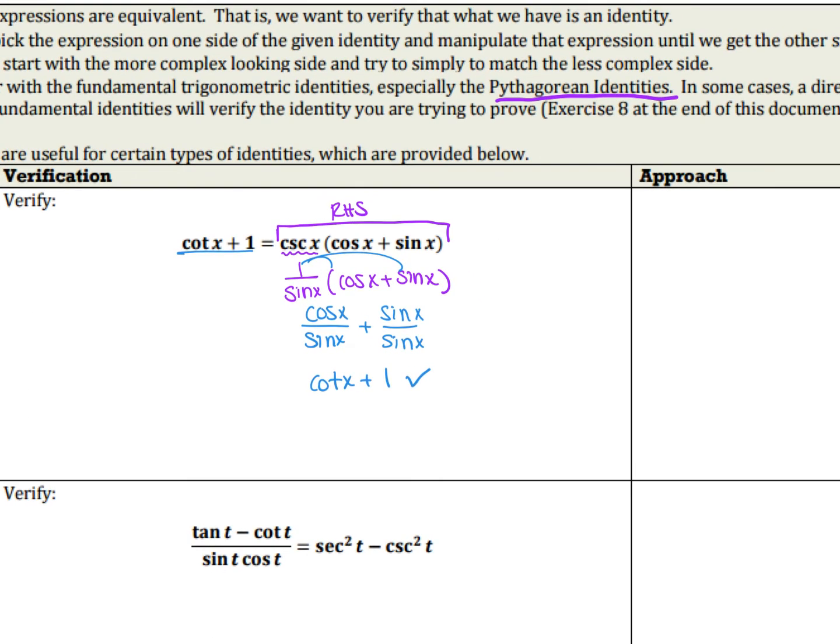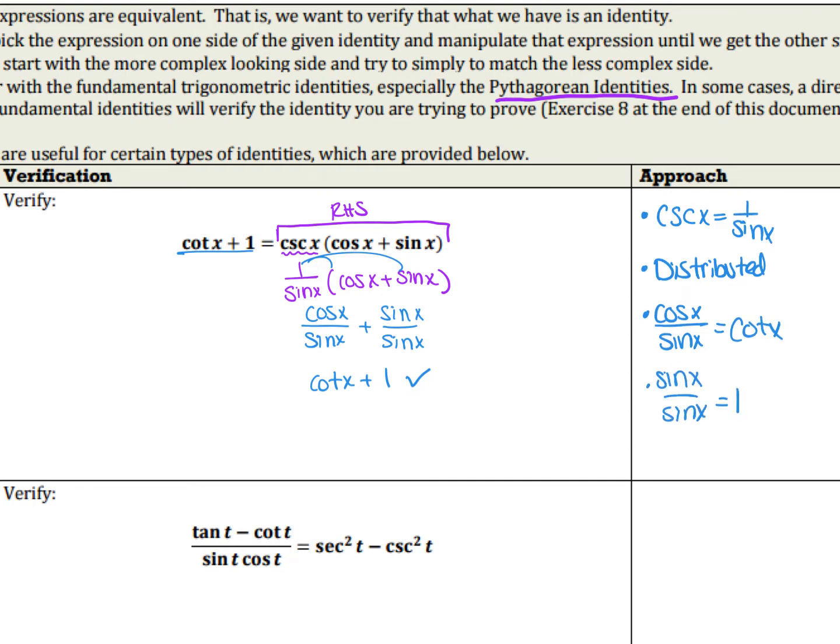Let's talk a little bit about what we did. First we changed cosecant into 1 over sine. Then we distributed. Then we know that cosine over sine is cotangent, and that sine over sine is 1. So that's one strategy, and a lot of times we'll use this strategy in combination with another strategy, but turning everything in terms of sine and cosine is a really easy way to try to simplify or verify these identities.